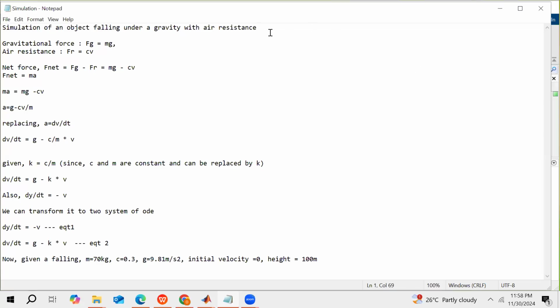Hi, let's discuss the simulation of an object falling under gravity with air resistance. My name is Lantop. In this video session, we are going to discuss the simulation of an object falling under gravity with air resistance. So we'll perform the simulation in Matlab software. Then we're also going to go through the mathematical model that is being formulated below.